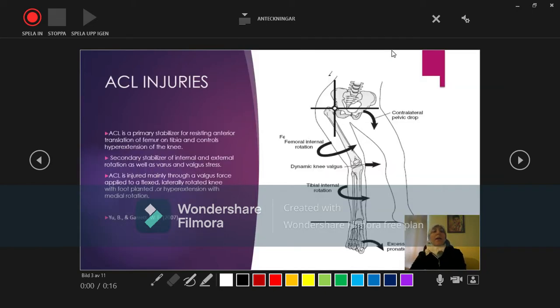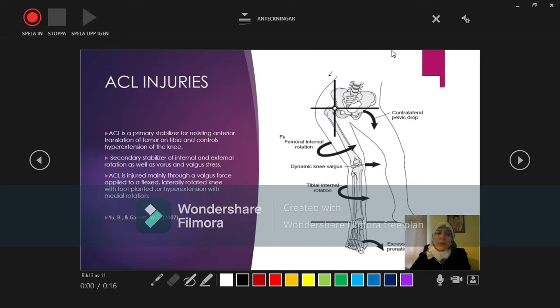So the ACL is the anterior cruciate ligament. It is a primary stabilizer for resisting anterior translation of the femur on the tibia and controls hyperextension of the knee, which we can see in the picture on the side. It's also a secondary stabilizer of internal and external rotation, as well as varus and valgus stress.